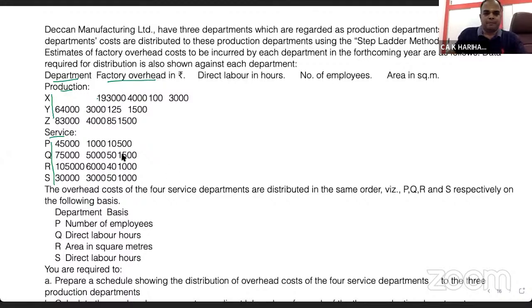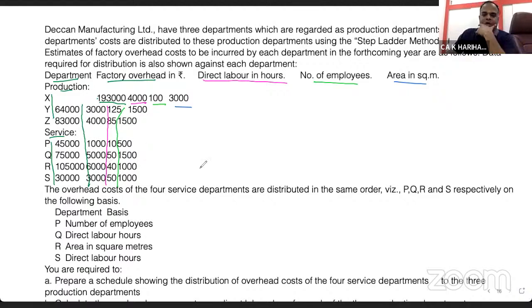Okay. Factory overhead. These are all the factory overheads. First column, then direct labor hour. Then number of employees: 100, 125, 85, 10. Area in square meters: 3000, 1500, 500, 1,500, 1,000.